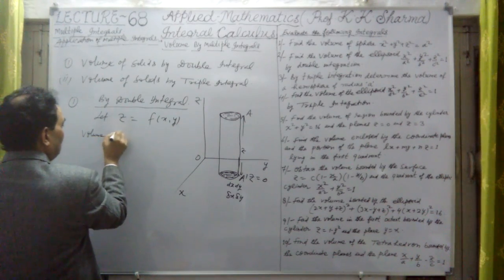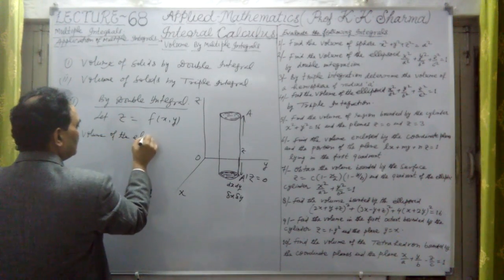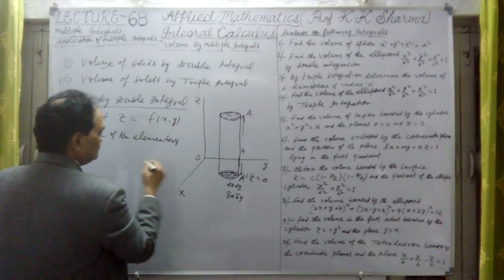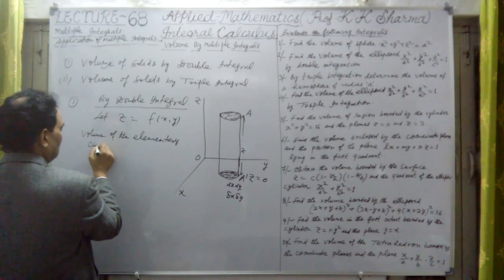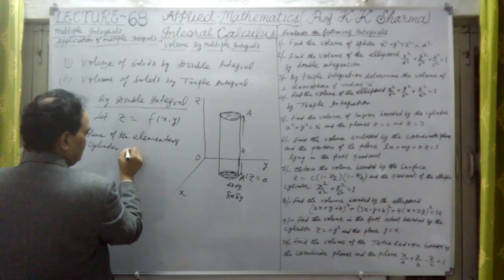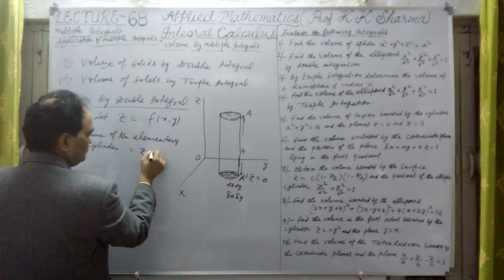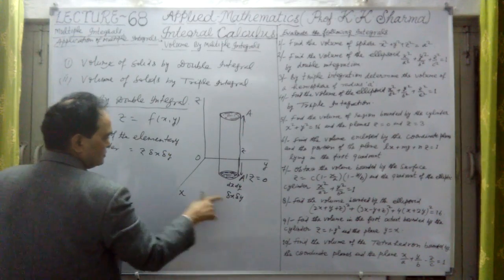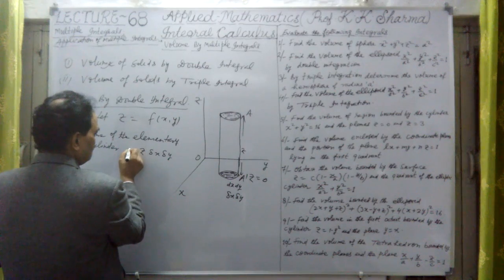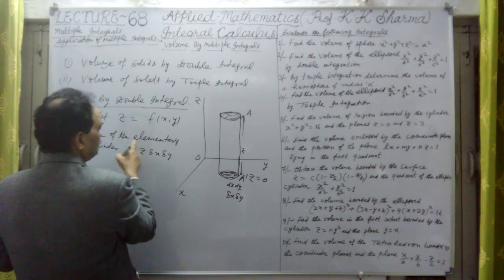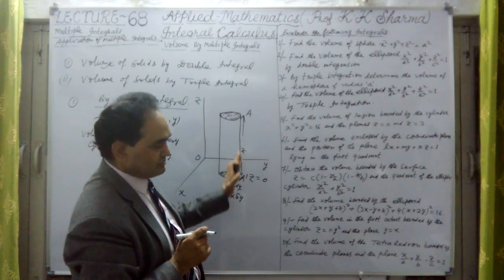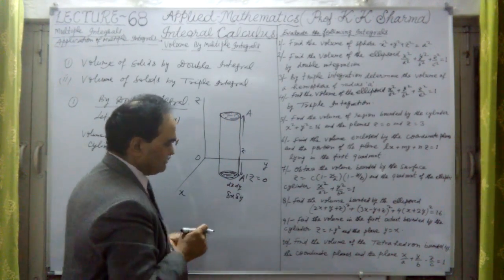Here, the volume of the elementary cylinder, the cylindrical shape, is equal to small z into delta x delta y. Delta x delta y is a very small bit. This is the volume of the elementary cylinder. Why? Because z is the length of the cylinder and the area of the base is delta x delta y.